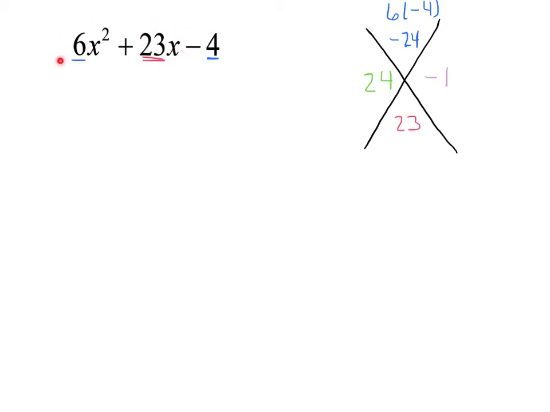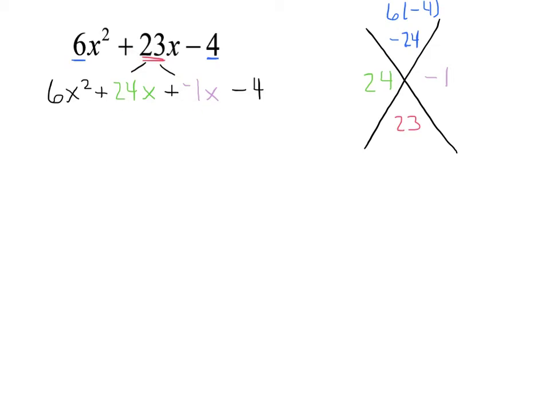So we're going to rewrite this whole thing here. So I got the 6x squared, but that 23x is going to be split into 24x plus a negative 1x. You could also write 24x minus x. And then don't forget the minus 4 at the end. Some people like putting the 23 over here, but it's got to be the negative 4. This whole expression is equivalent to this one. We just split up the 23x into 24x and a negative x there.